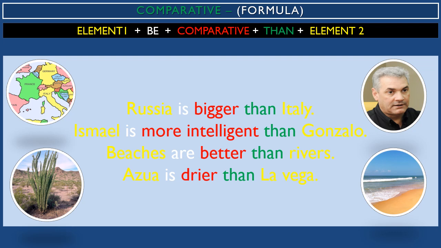So let's read the examples again. Russia is bigger than Italy. Ismael is more intelligent than Gonzalo. Beaches are better than rivers. Asua is drier than La Vega. So remember, in the comparative, we compare 2 elements.